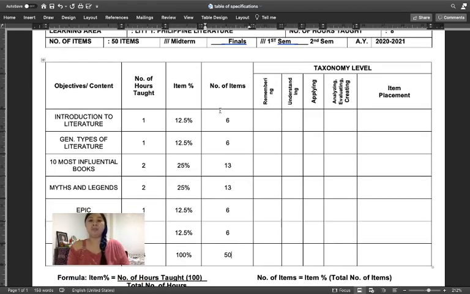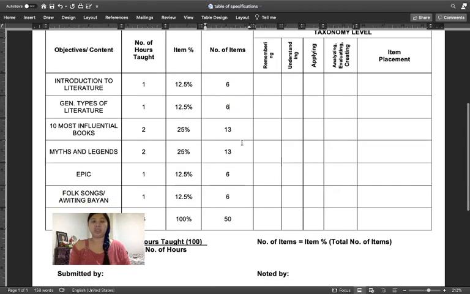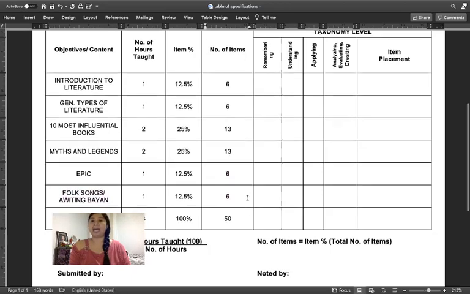Therefore, you will provide 6 questions for Introduction to Literature, 6 questions for the general types of literature, 13 questions for the 10 most influential books, 13 questions for myths and legends, 6 questions for epic, and then 6 questions for folk songs or Awiting Bayan.